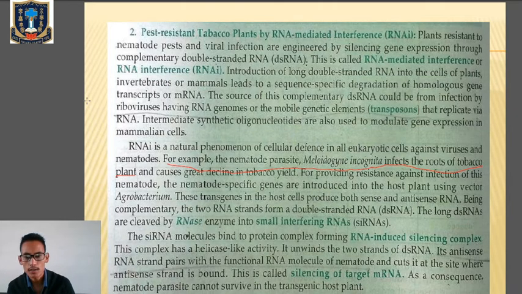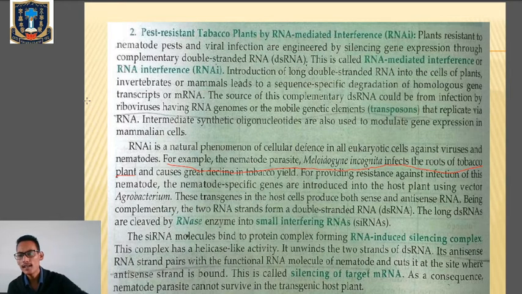The Ti plasmid of Agrobacterium can be used as a vector for the introduction of the nematode specific gene within the tobacco plant. Okay, now these transgenes in the host cells, in the tobacco plant, will produce both sense RNA and antisense RNA. And since the sense RNA and the antisense RNA are complementary to each other, they will form double-stranded RNA. And this long double-stranded RNA is clipped by the RNase enzyme into small interfering RNA, siRNA. Clear? So what are we doing? Within the body of the tobacco plant, we are introducing the nematode specific gene. That gene is introduced with the help of the vector Agrobacterium, and within the host it will produce both sense and antisense RNA.